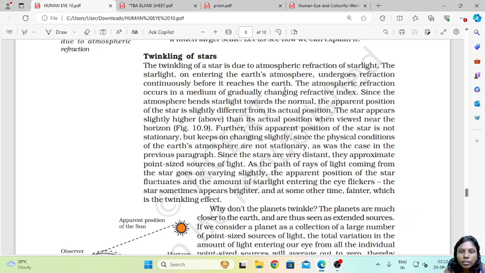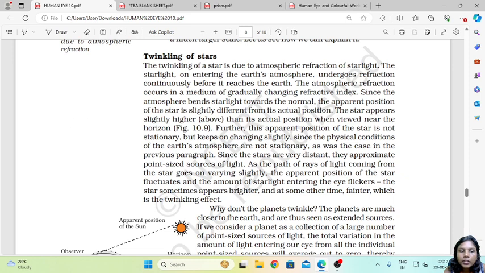So atmospheric refraction occurs in a medium of gradually changing refractive index. There are various mediums present till the light reaches Earth, and therefore it keeps on refracting. Since the atmosphere bends starlight towards the normal, the apparent position of the star is slightly different from its actual position. So when we look at any star, due to this bending towards the normal, we see an object slightly different from its actual position.